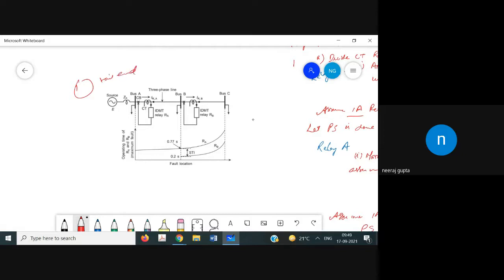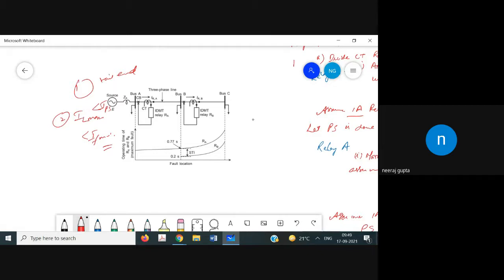We start the setting at the tail end of the relay, and the plug setting should be greater than the maximum load current, and it should be less than the minimum fault current.